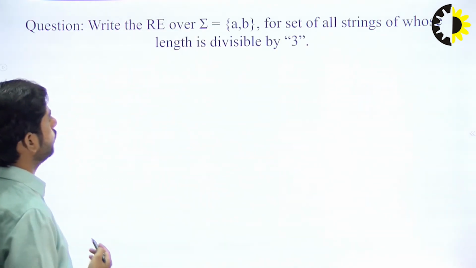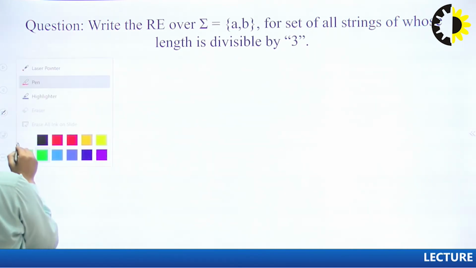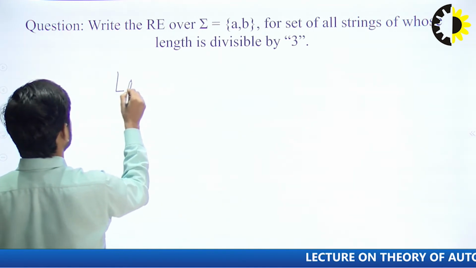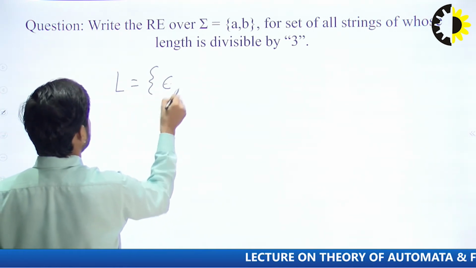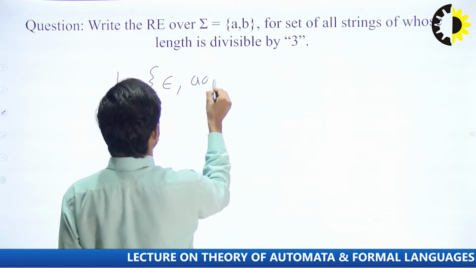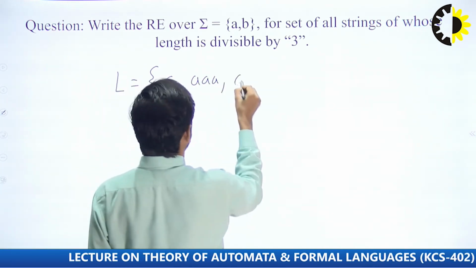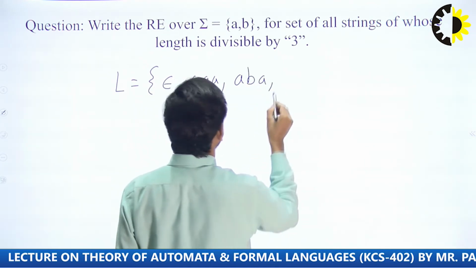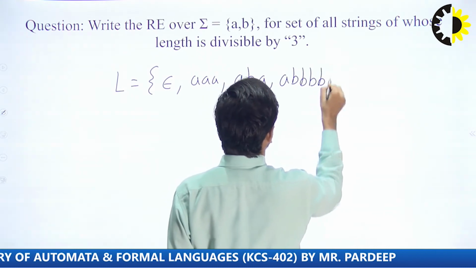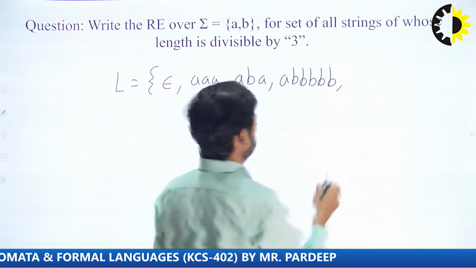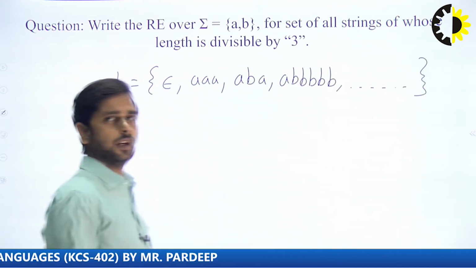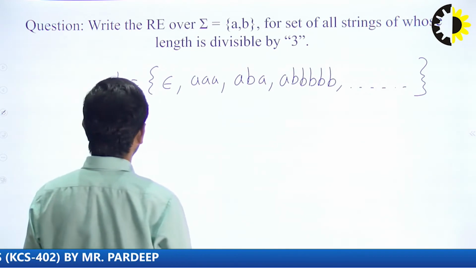Next is the set of all strings whose length is divisible by 3. The language will include epsilon, because 0 is divisible by 3. Then strings of length 3 such as AAA, ABA, and strings of length 6, and so on. There is an infinite set of strings whose length is divisible by 3.